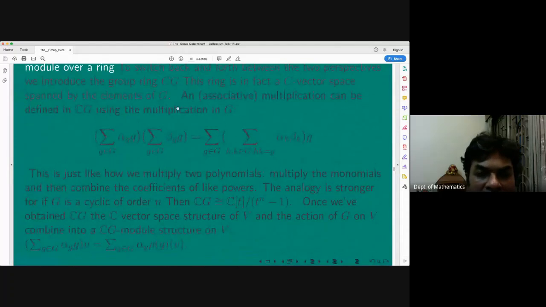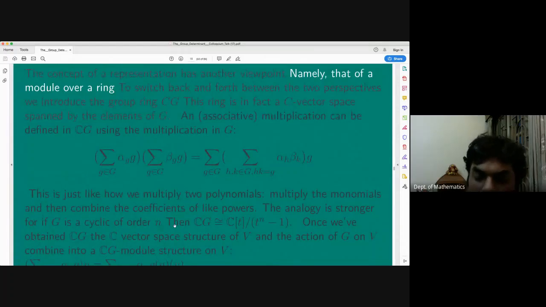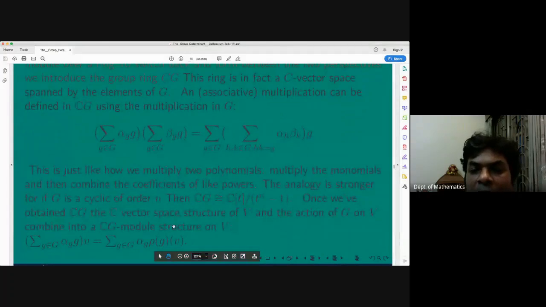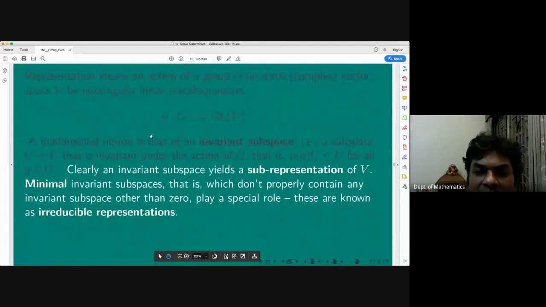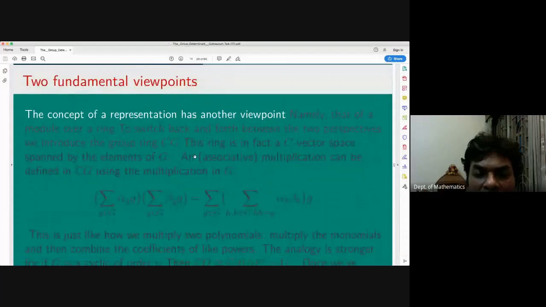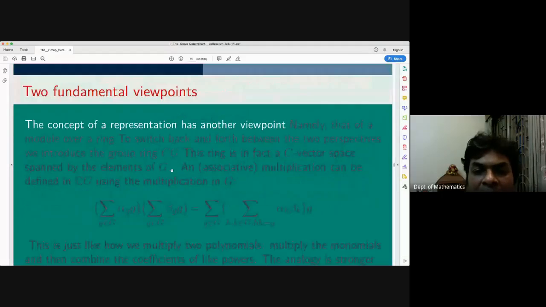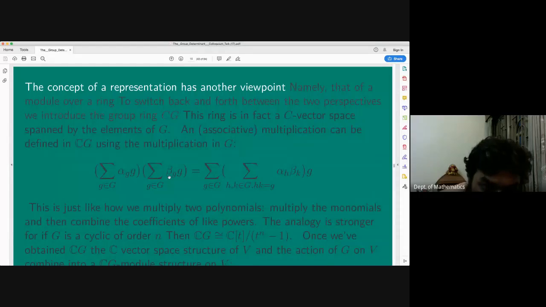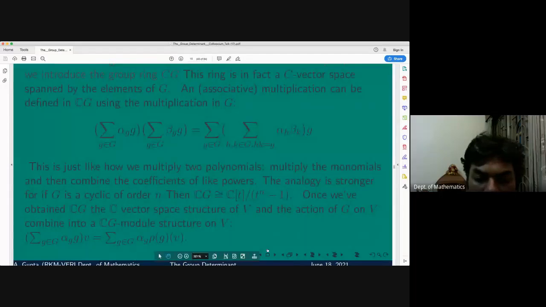This CG is a ring, and what this notion does is, it is equivalent to saying that this representation, this map, is equivalent to V becoming a module over the ring CG. If you see some books on this topic, you will be able to see how this happens.